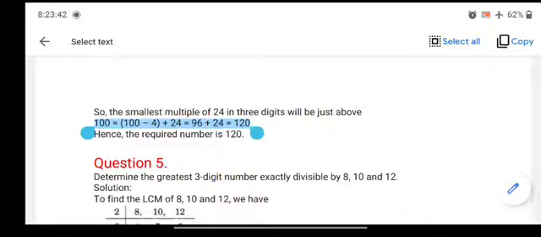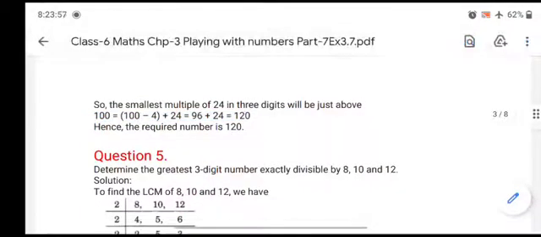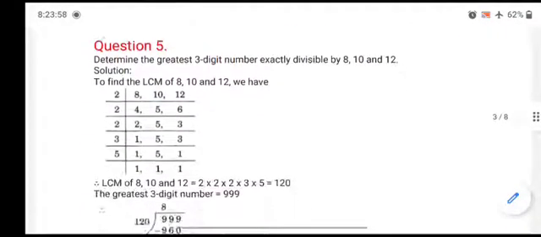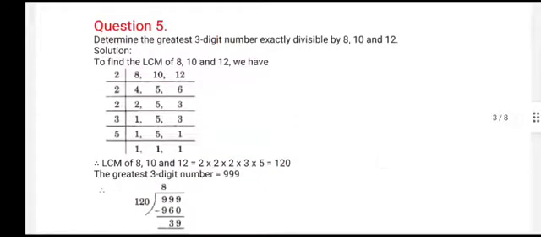Okay, 3-digit number, that means the multiple of 24 you will take, and in that 24 the first 3-digit number whatever you get is the correct answer for the question, and that is 24 fives are 120. So that's why our answer is 120. You understood, student?